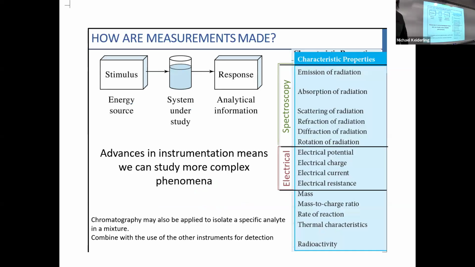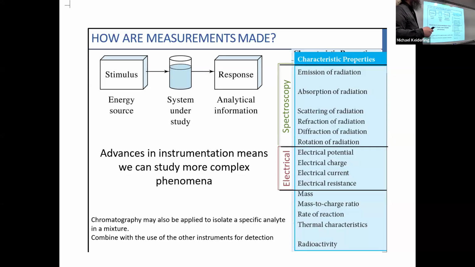So here's sort of the general principle of the process of instrumental analysis. We have some system for much of instrumental analysis. We have some system under study. We stimulate it with some energy source, and we observe how it responds to get analytical information. For most of the stuff we're doing, you hit it with light, and you see what light comes out the other side. That'll be the first part we do, see what light comes out the other side.